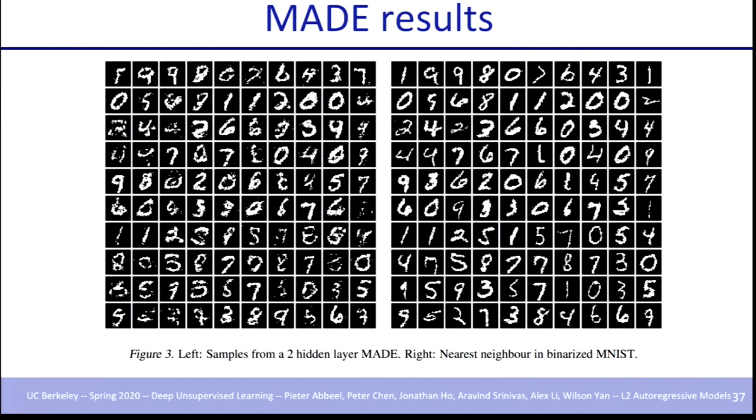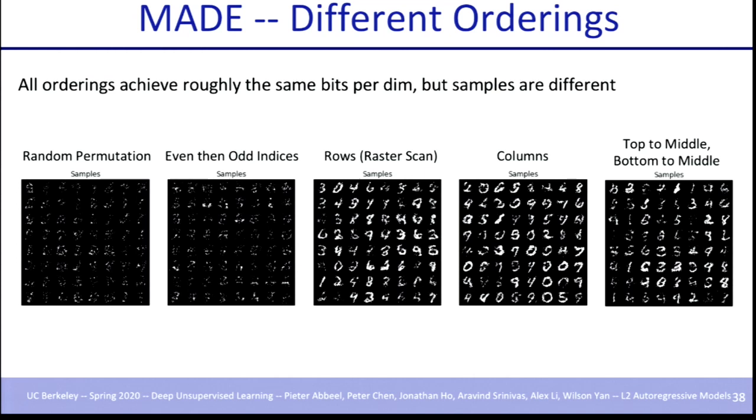You can do this with different orderings. Here we're comparing a random permutation, samples from that. The question was whether certain things are more connected than others. Well, random permutation is not the best, it turns out. It's better to use raster scan ordering, it seems. Even then odd means skipping over one pixel every time and then doing the left-out pixels in a second pass, in the second half of your generation.